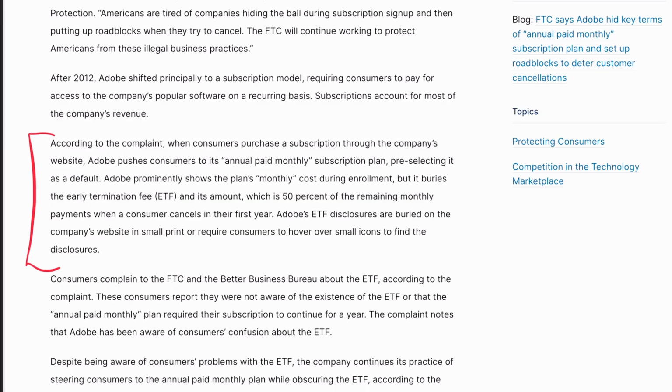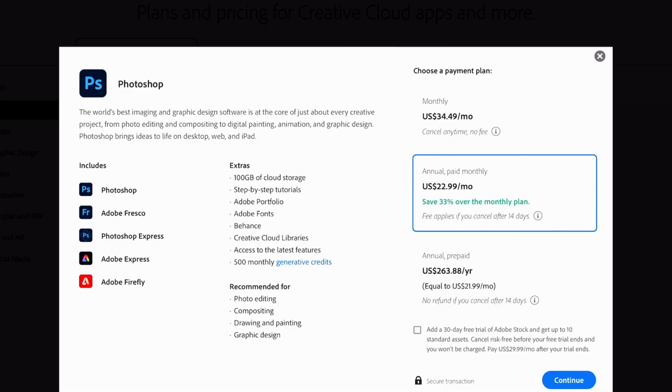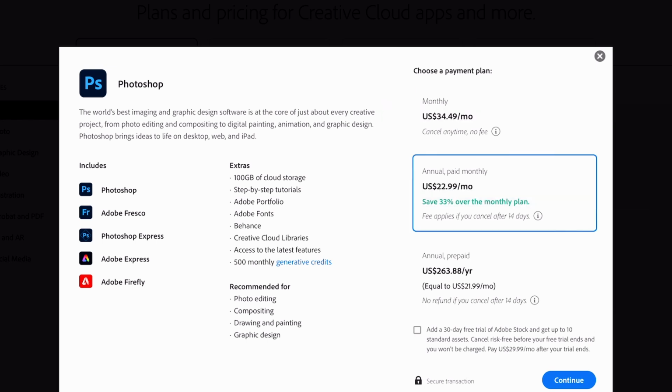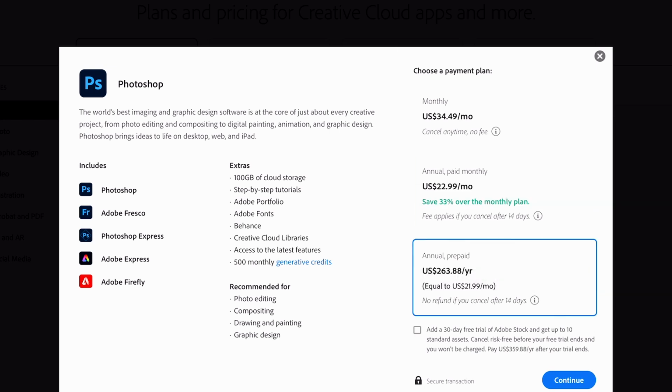What the FTC doesn't like is that Adobe buries its early termination fee and its amount, which is 50% of the remaining monthly payments, somewhere in the web pages, and it's very difficult to find it, which I can agree with. You can see the three available plans here. The first one is monthly, the second one is annual but paid monthly, and the third one is annual, which is fully prepaid. Here are some icons for additional information, but as you can see, there is just the information about whether it's refundable or not, but nothing about the amount.